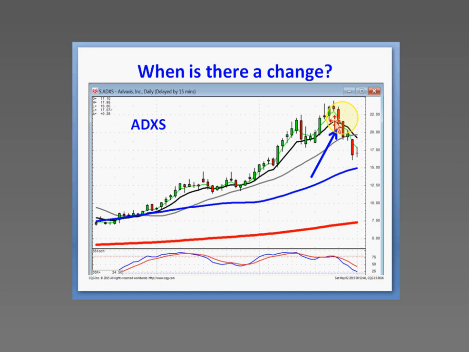So this one's an evening star signal, opposite of your morning star signal. A big up day, a day of indecision, and the third day closes more than halfway down that candle. That's an evening star signal. That tells you there's been a change of investor sentiment.